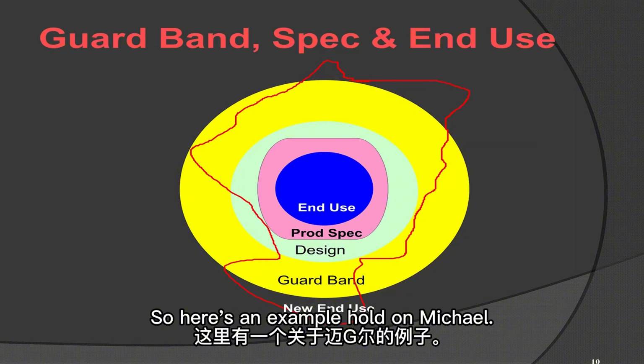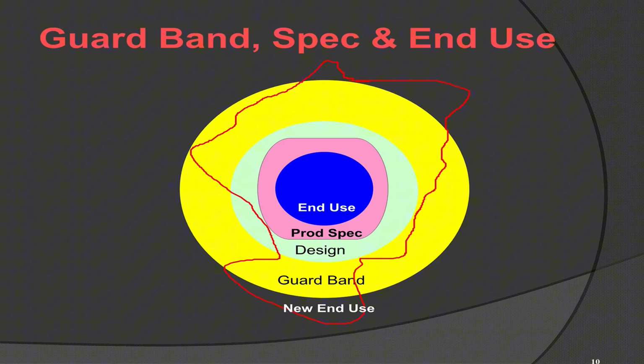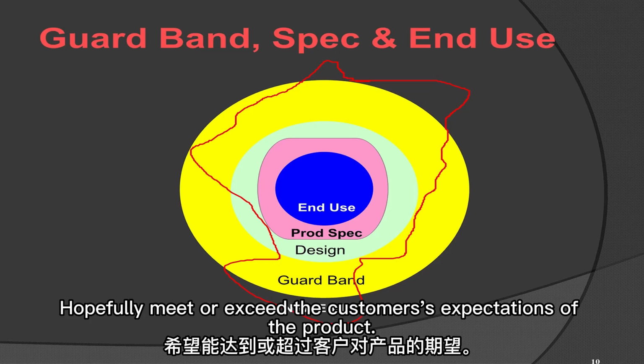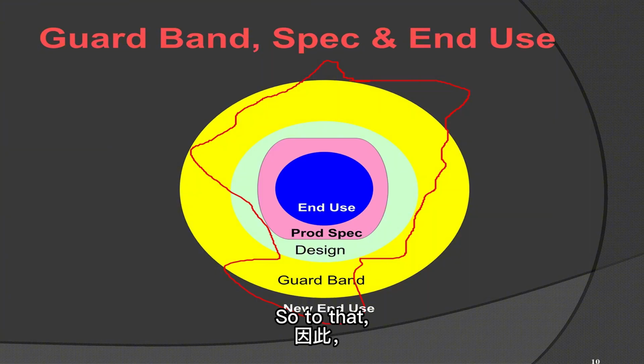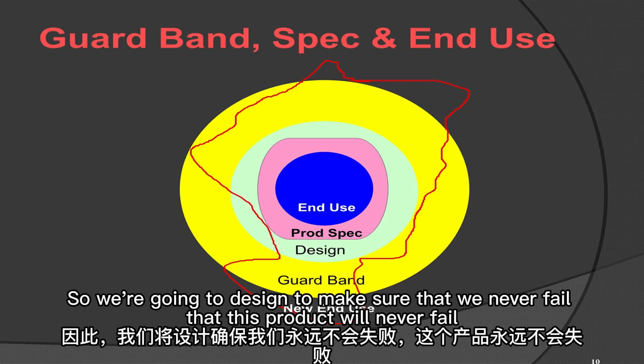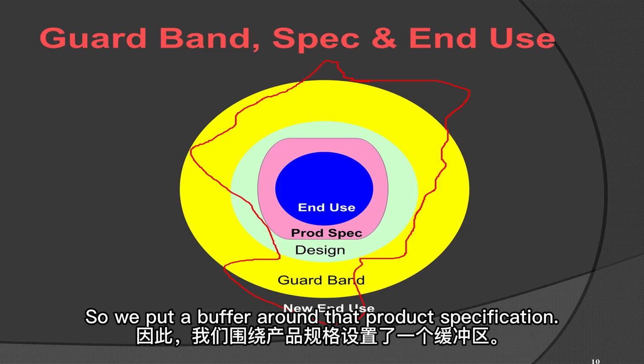So here's an example. Hold on, Michael. So we have the end-use environment that's been defined by our customer. Go ahead. And then we have some product specs that we're going to hopefully meet or exceed the customer's expectations of the product. So to that, we're going to add next our design. So we're going to design to make sure that this product will never fail in its end-use environment. So we put a buffer around that product specification.